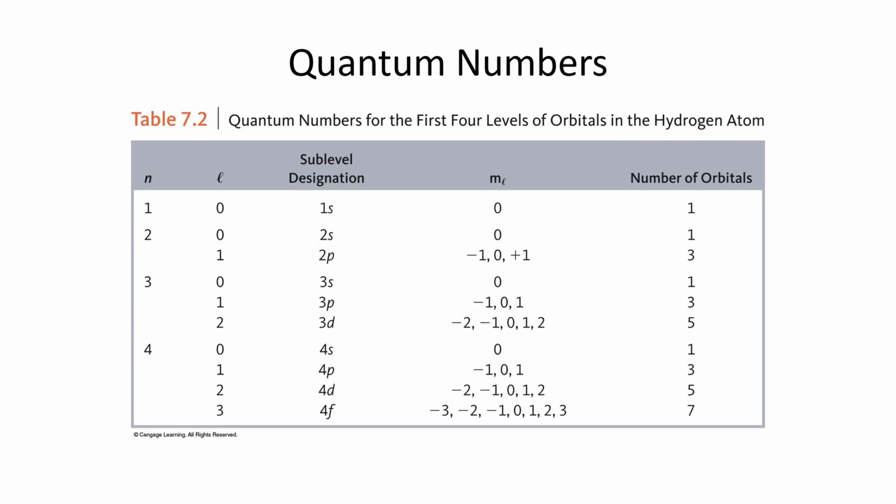Whereas if you look at n equal to 2, you can have up to n-1, which means I could have an L of 0 or an L of 1. Therefore, I can have a 2s and a 2p. Both are possible.